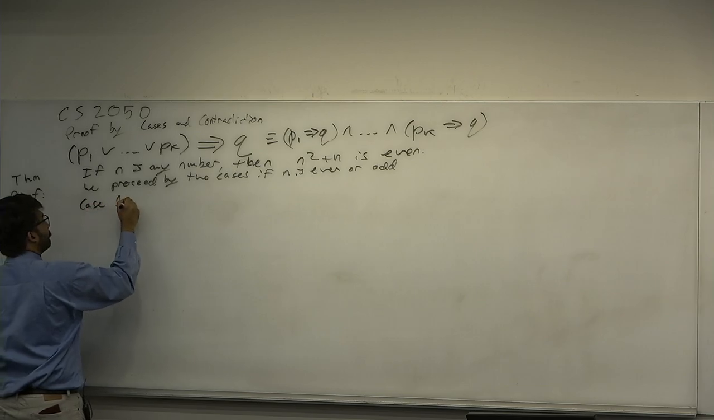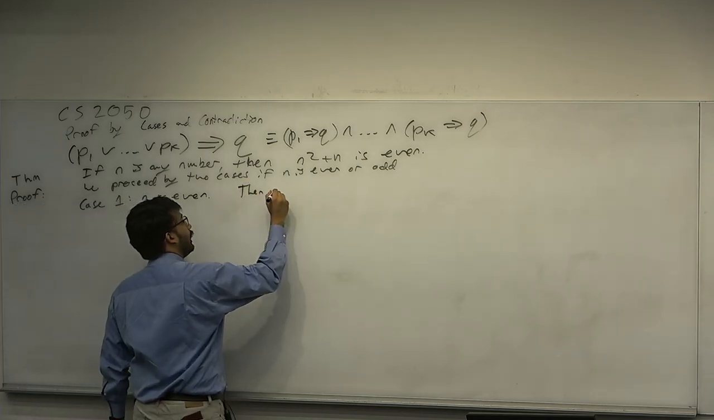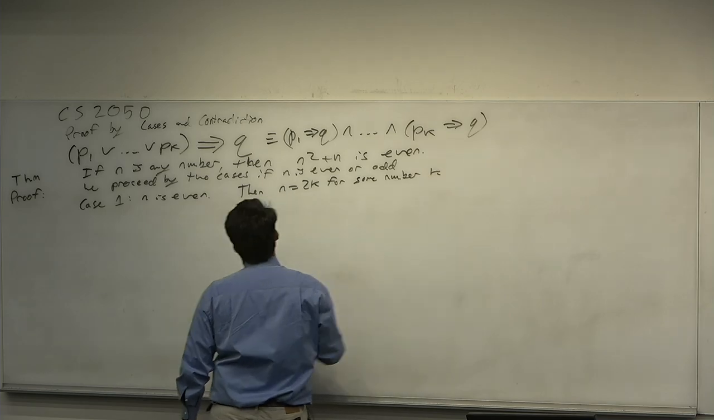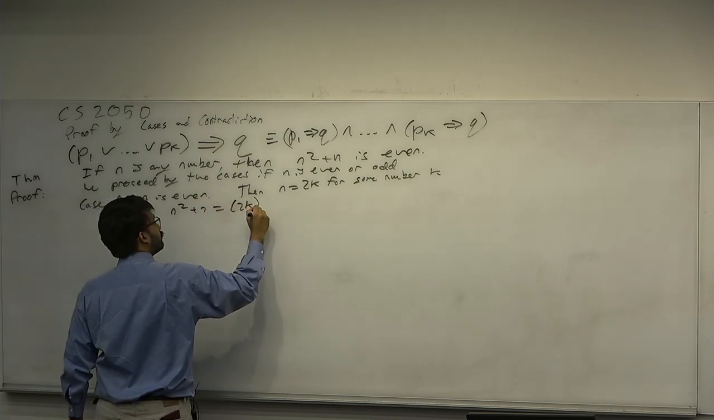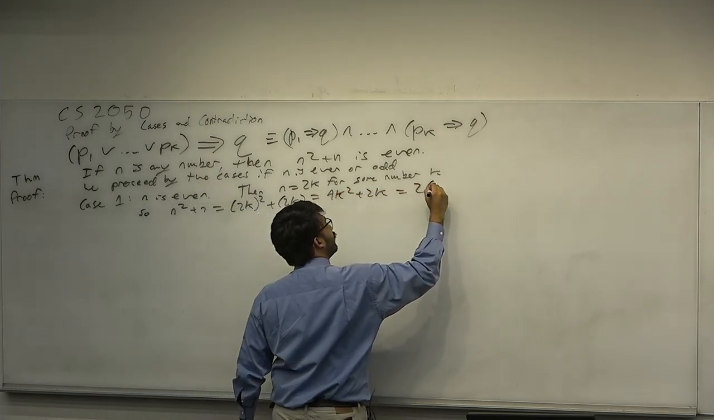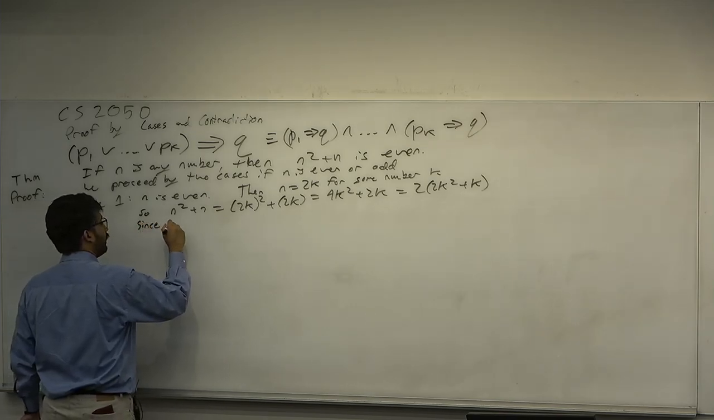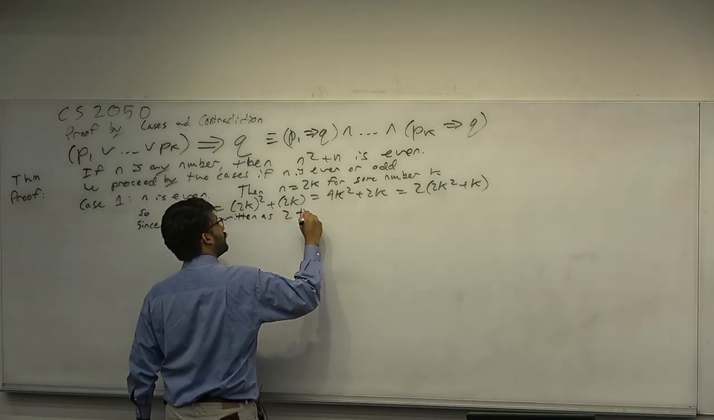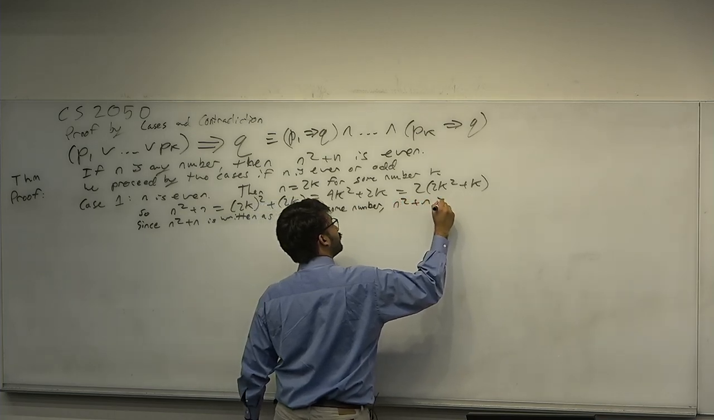Case one. n is even. If n is even, then n is equal to 2k for some number k. n squared plus n is equal to (2k) squared plus 2k, which is equal to 4k squared plus 2k, which is equal to 2 times (2k squared plus k), right? Since n squared plus n is written as 2 times some number, n squared plus n is even.